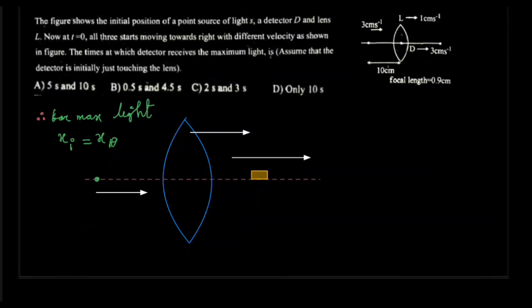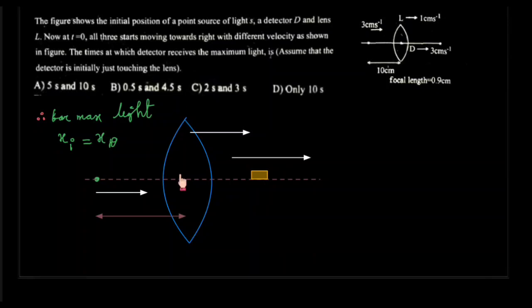Initially this object is at a distance of 10 centimeter from the lens. Let me represent it. So initially it is at a distance of 10 centimeter from the lens. After some time, where will this object be?